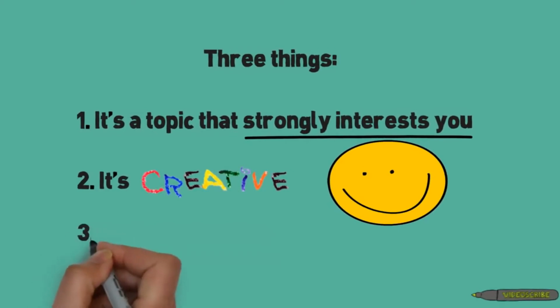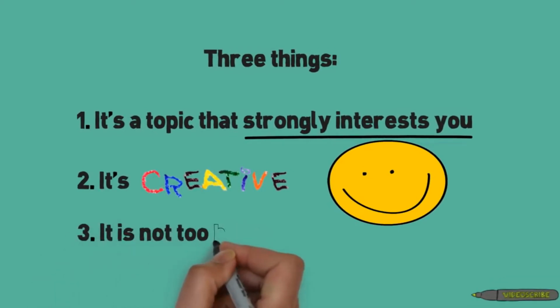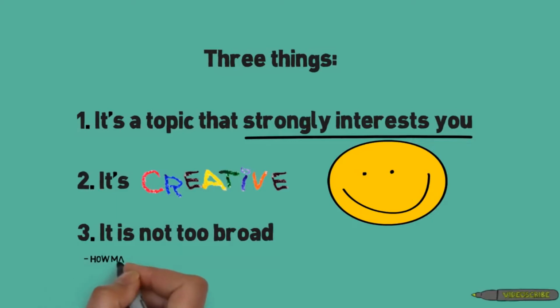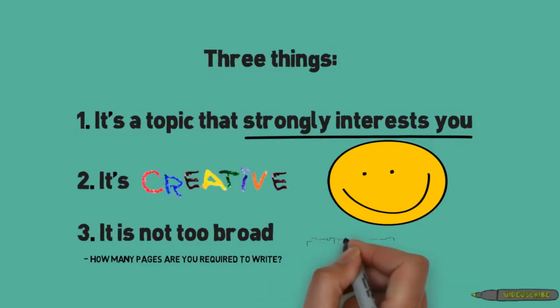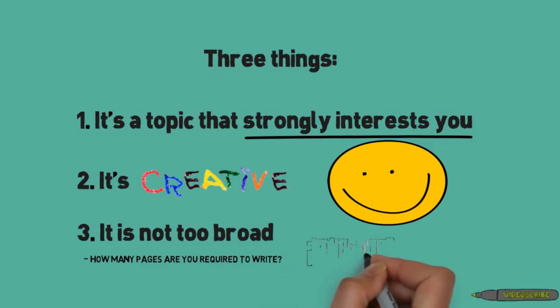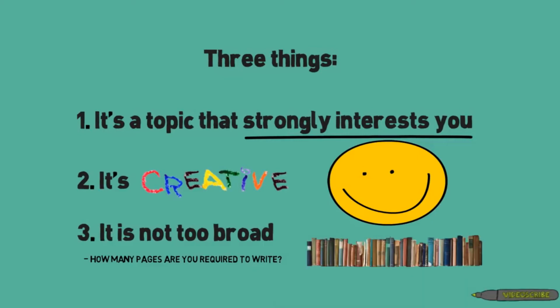And third, speaking of Shakespeare's dramas, make sure you pick something that is not too long. Look at your assignment. How many pages are you supposed to write? If you get a 5-page paper as an assignment, well, Shakespeare's dramas is just going to be a little bit too broad. So make sure that the topic you choose fits the scope.